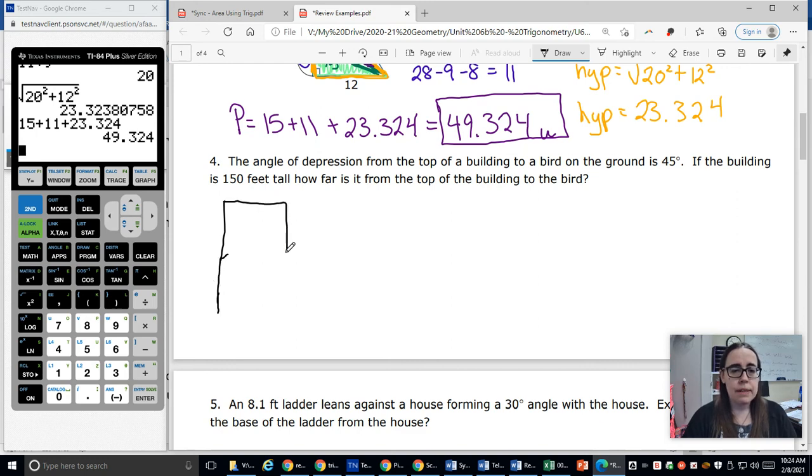So I'm going to draw my building to a bird on the ground. So I've got a little bird over here. I don't know how to draw a bird. There's its wings. I don't know. And a little beak. Okay.